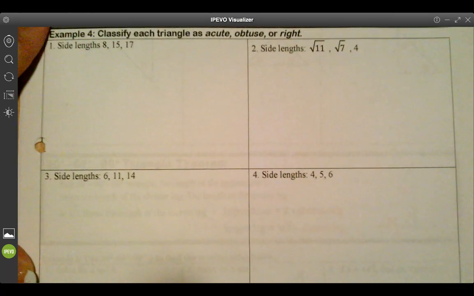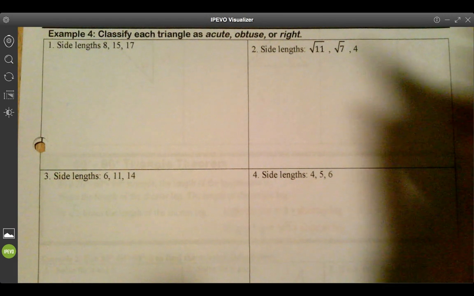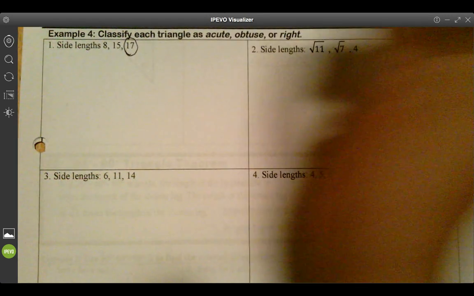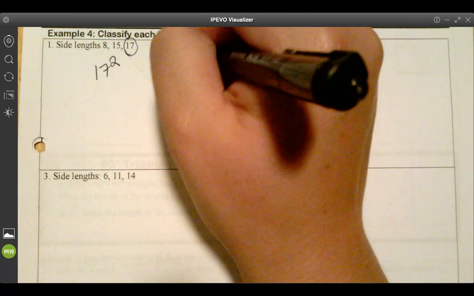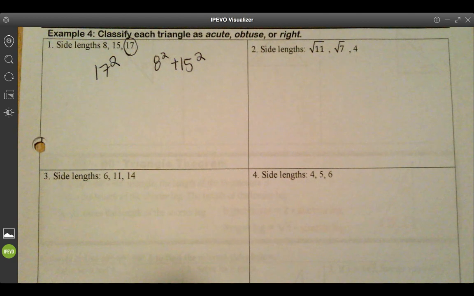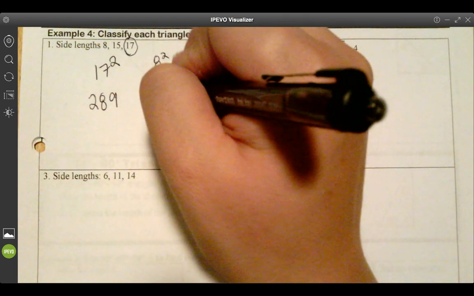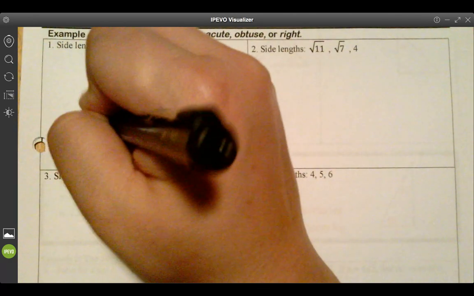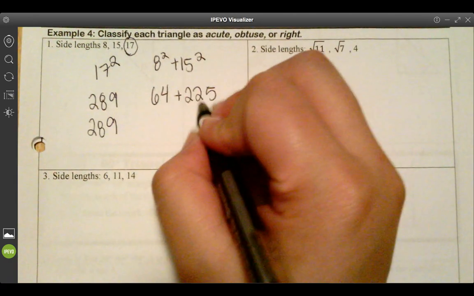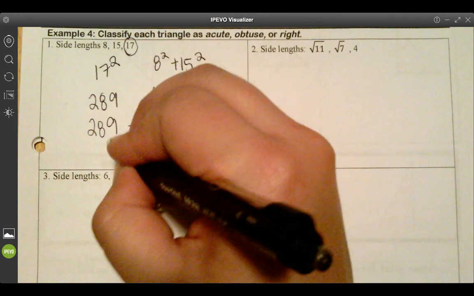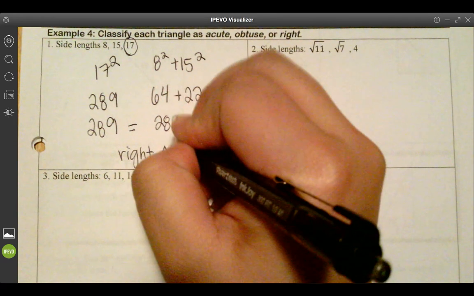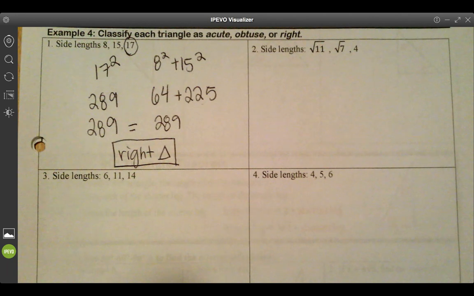For the first one, and the steps are the same as what we just did, we want to identify the biggest number, 17 squared, and then compare that to 8 squared plus 15 squared. 17 squared is 289. 8 squared is 64. 15 squared is 225. 289 compared to 289. They are equal, so this is a right triangle, which is the converse of the Pythagorean theorem. We'll do one more together.